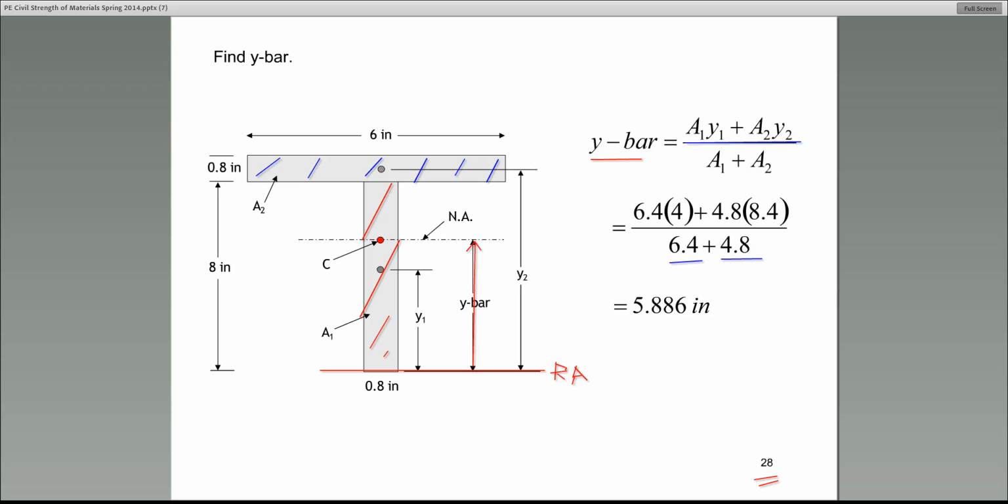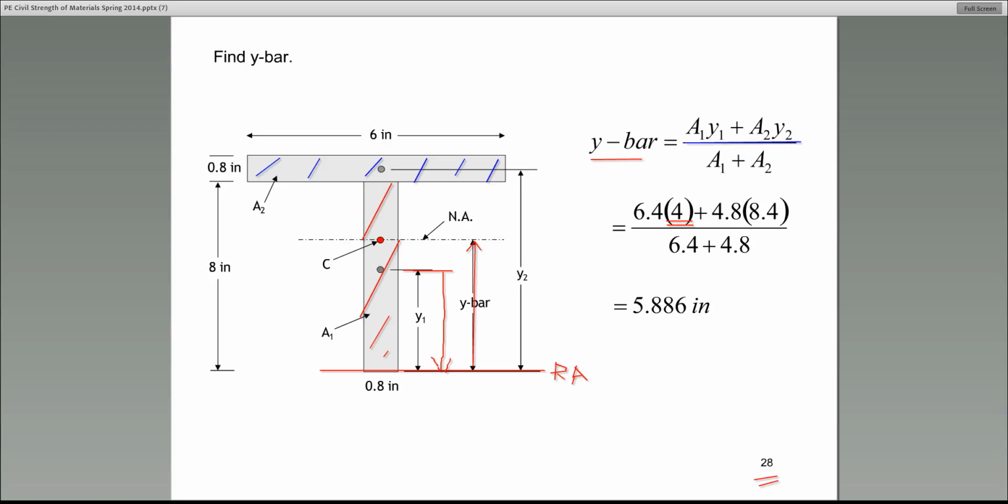The numerator, however, as you can see, is A1, which is 6.4, times a distance, and that distance is called Y1. This is where things go wrong. If anything goes wrong, that's where it goes wrong. What's Y1 equal to? Guys, please pay attention. Y1 in this case is the distance between the centroid of area 1 measured from the reference axis. Always measured from the reference axis. In this case, it's 4.